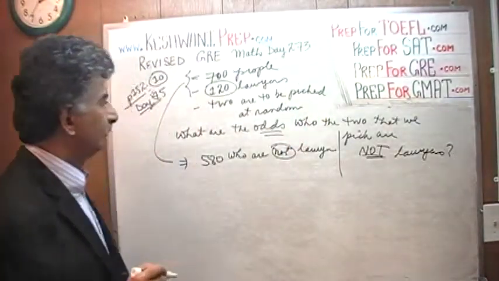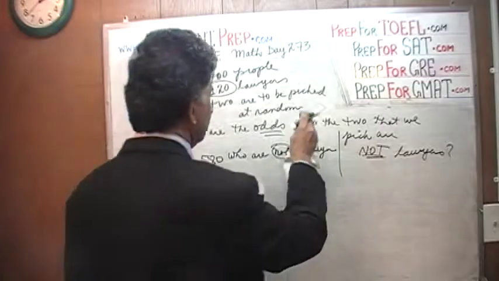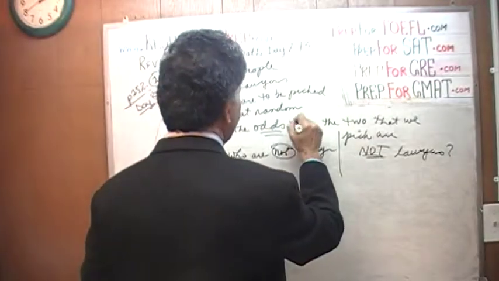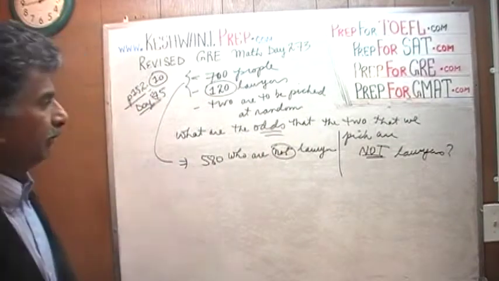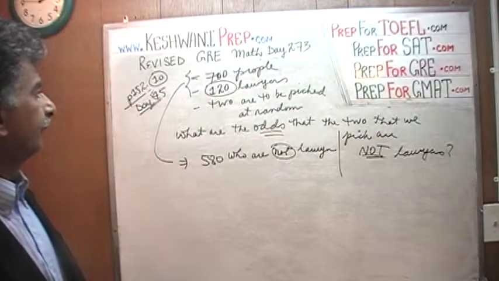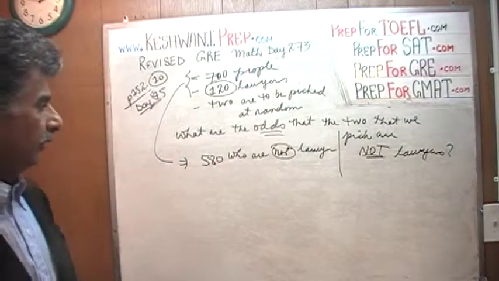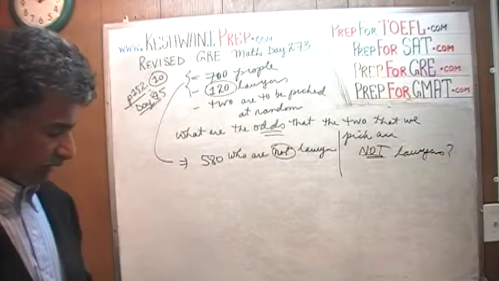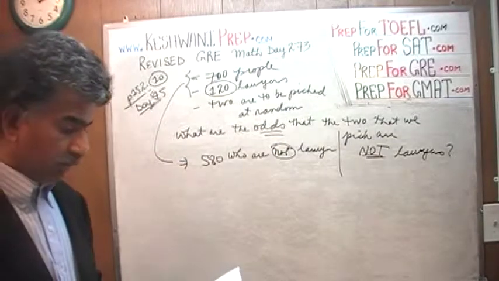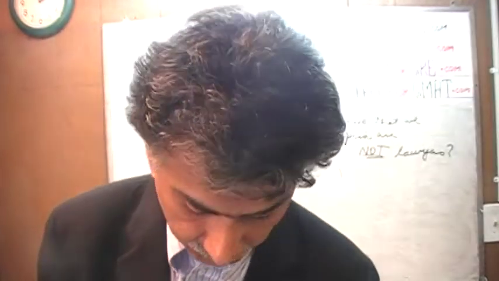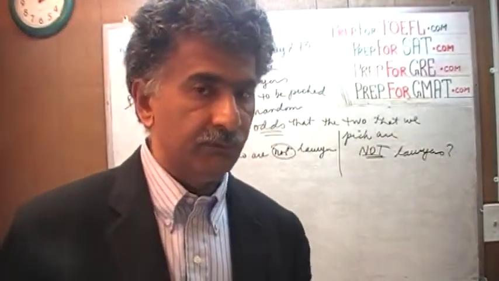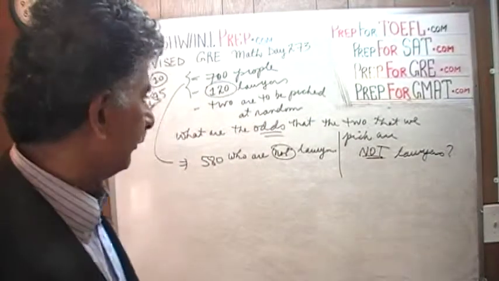What are the odds that the 2 we pick are not lawyers? That was fine. 2 are to be picked at random, we are told. 580 of them are not lawyers. And therefore, the odds of picking the 2 that are not lawyers, this is the part I'm going to do a little bit faster. As I said, if you need to understand it slowly, you can watch the other video.